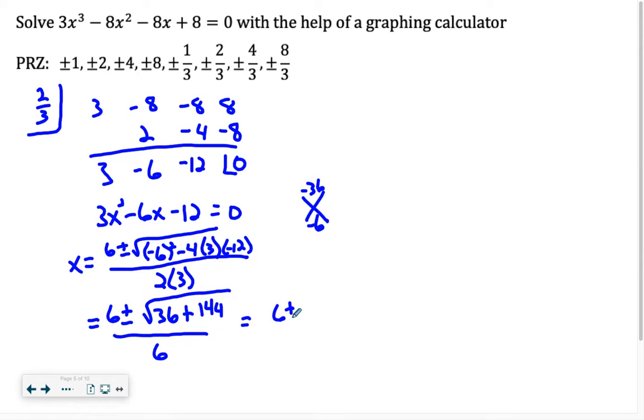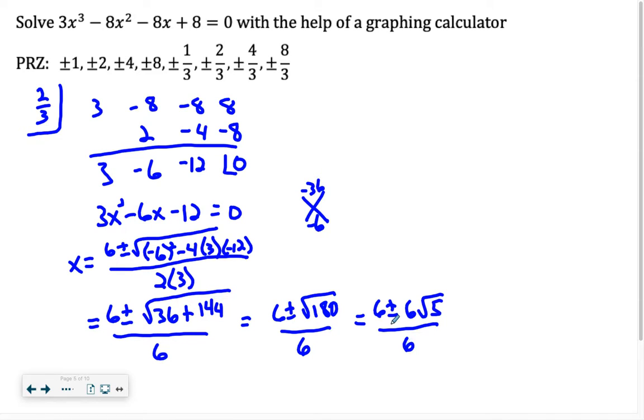So 6 plus or minus the square root of 180 over 6. Now I think we can simplify this. I think we could write this as the square root of 36 times the square root of 5, and then the square root of 36 is just 6. So the square root of 180 would simplify to 6 radical 5.